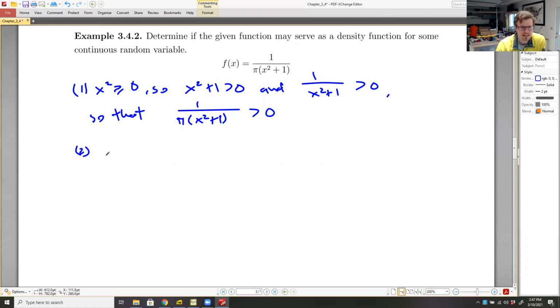We need that the integral from negative infinity to positive infinity of the function itself is equal to 1. So we want to find that. Well, what is our function in this case? Well, our function is 1 over pi times x squared plus 1.